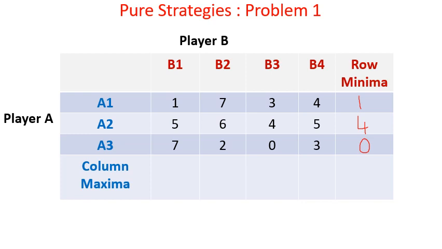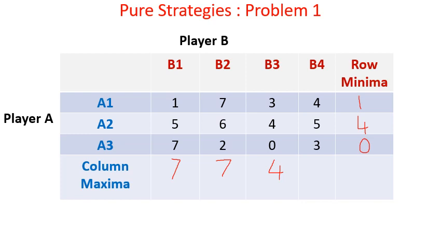Similarly, when you go to player B, what is player B doing? Player B is looking at its maximum losses. So for B1, the highest is 7. So note down 7. Similarly, the highest here again is 7, and in this case it is 4. So what B is trying to do now is find out the maximum loss that can happen to him or her if he or she selects that particular strategy.